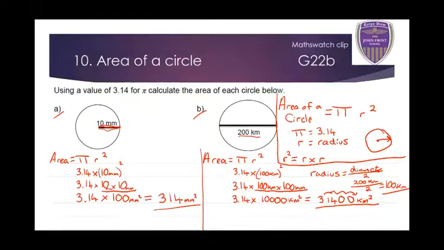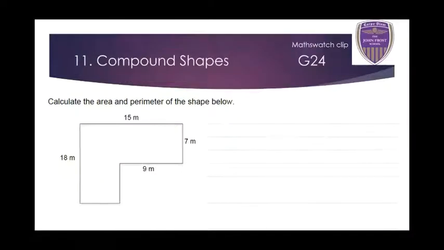Okay, so last topic now. Final question now. We are asked to calculate the area and the perimeter of this shape below. We're going to start with the perimeter because that's actually going to help us with the second part of the question. Okay, so perimeter.